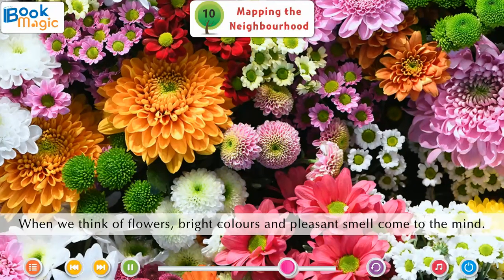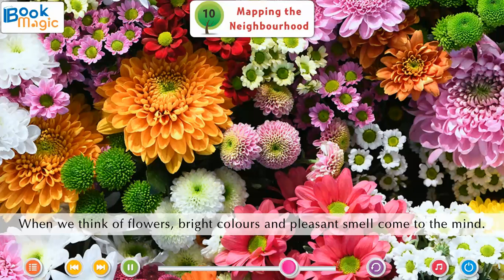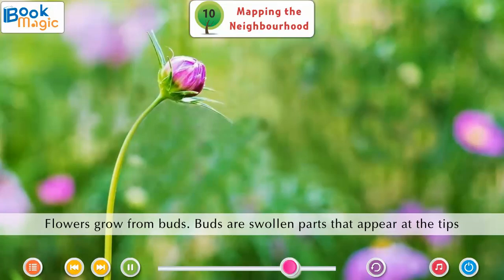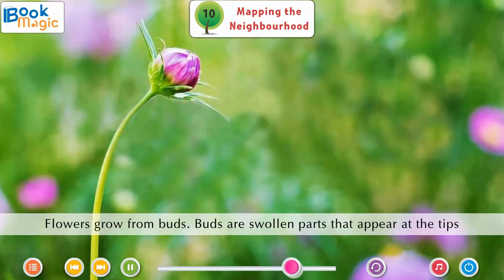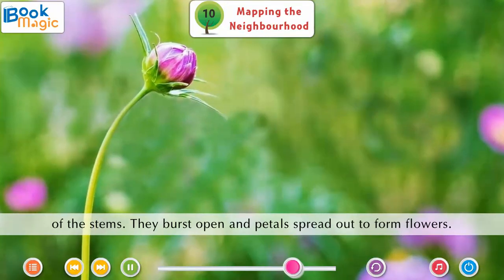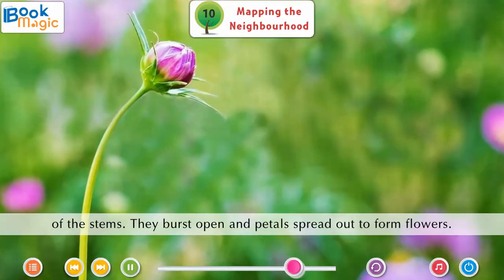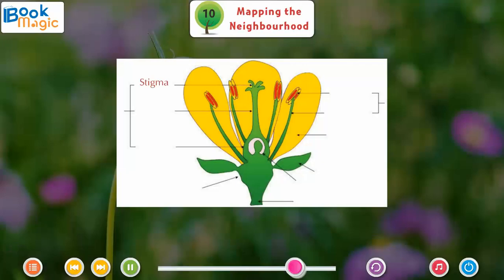When we think of flowers, bright colors and pleasant smell come to the mind. Flowers grow from buds. Buds are swollen parts that appear at the tips of the stems. They burst open and petals spread out to form flowers.